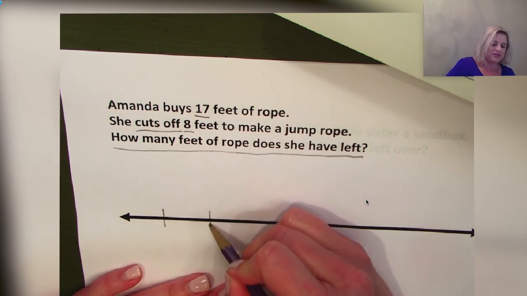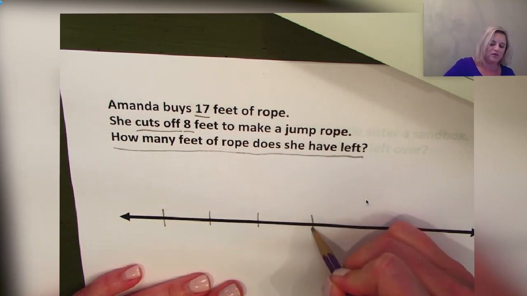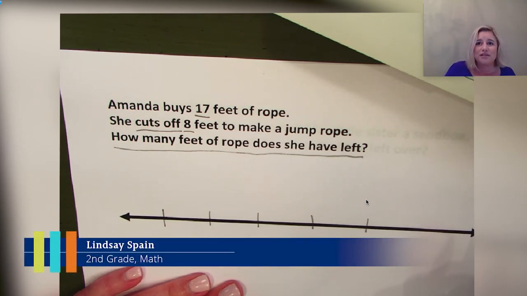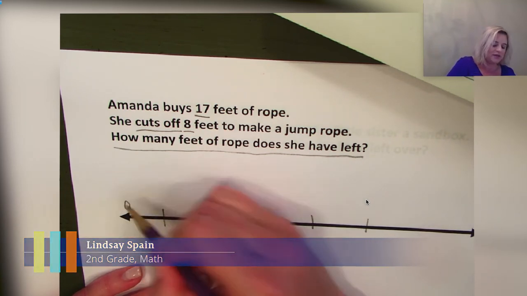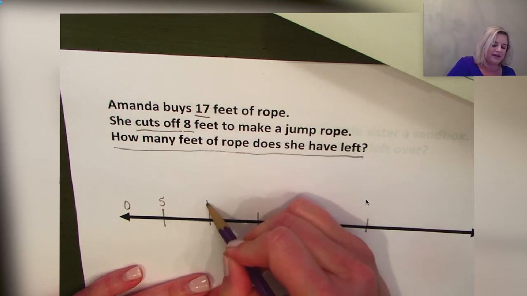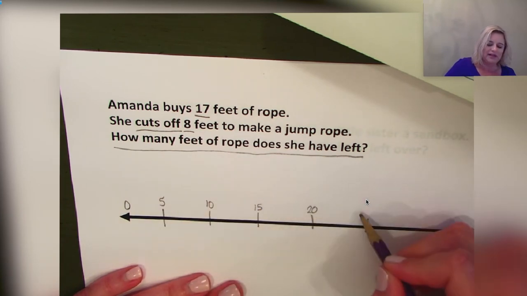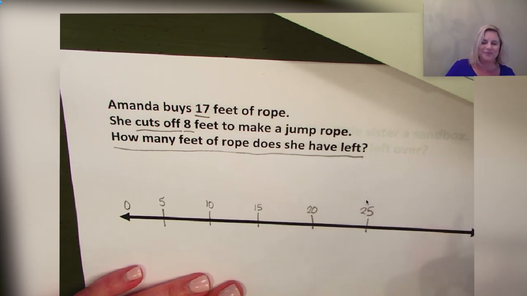1, 2, 3, 4, 5. Now I need to label my hash marks. You can label yours at the same time. Remember, we're going to count by fives. 0, 5, 10, 15, 20, 25. Very good, boys and girls.